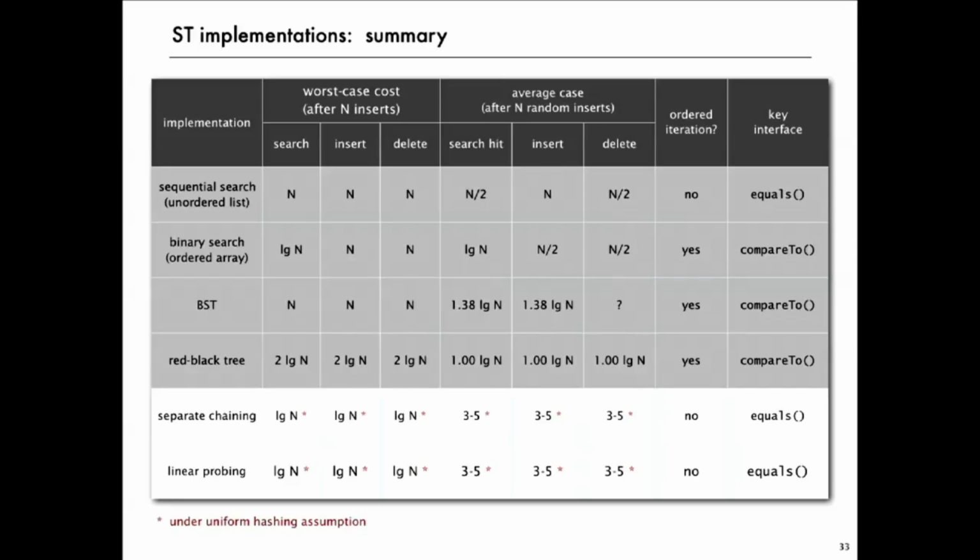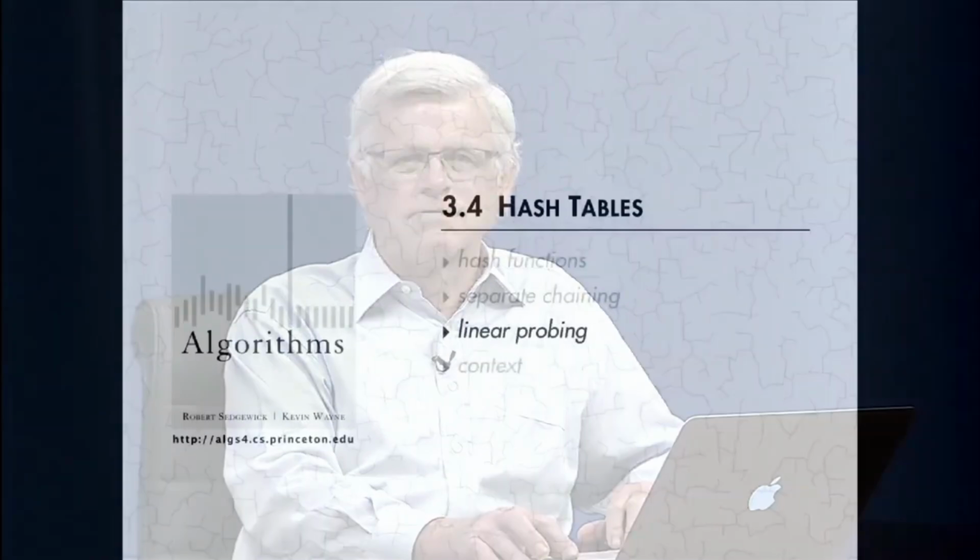But the bottom line is that now we have 2 methods that, under the uniform hashing assumption, can give us constant time search hit, insert, and delete, for symbol table implementations where we don't need ordering and we've got a reasonable hash function. So that's a summary of linear probing, our second hash collision avoidance strategy.